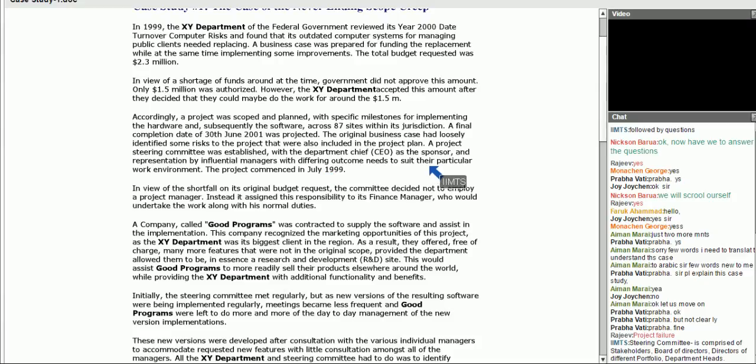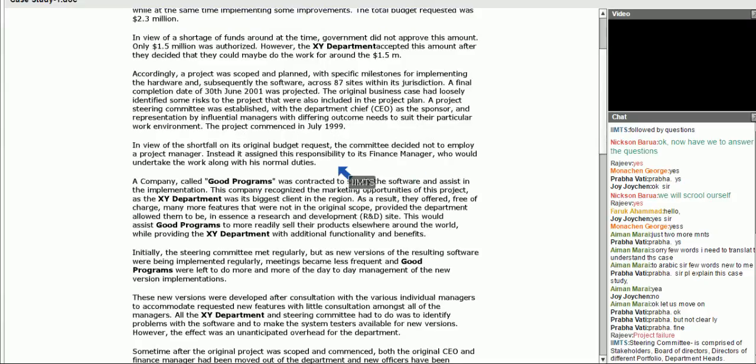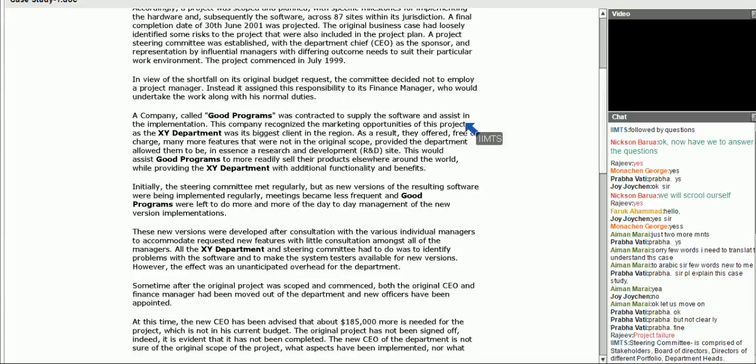So now in that steering committee meeting, it was decided that a project steering committee was established with the department chief CEO, that is the chief executive officer, as the sponsor, and the representation by influential managers with different outcome needs to suit their particular work environment. Now since the budget was not full, they decided that they will not hire a project manager. They will have a finance manager who will take the responsibility of the project manager. They have some third party vendor or outsourcing people called Good Programs. A company named Good Programs is there, which was contracted to supply the software and assist the implementation.